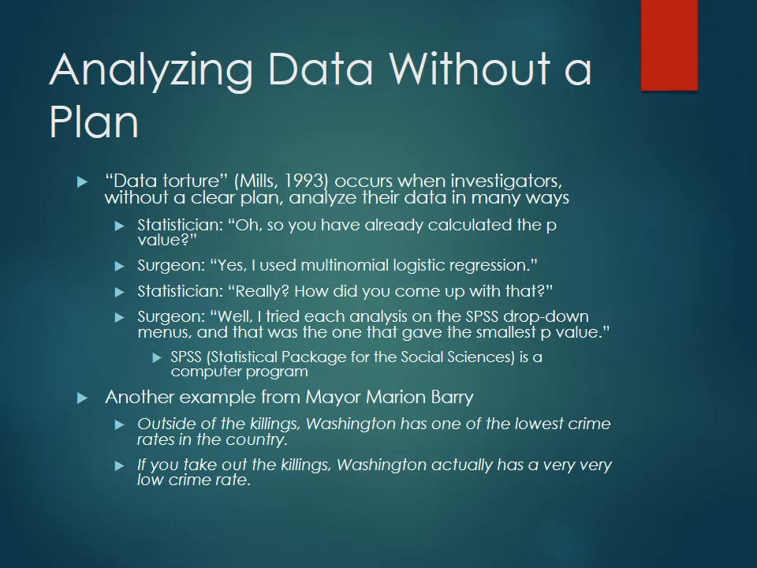Obviously, this is not a very good idea because just by doing all these different comparisons without really having a plan and just finding the one that is most convenient isn't really good science. You really should have a good idea of what type of comparisons, what type of statistical tests you're going to be doing beforehand, instead of just cherry picking the right ones that give you the results that you like. Another good example of this would be former Washington Mayor Marion Barry said, well, you know, outside of killings, Washington has one of the lowest crime rates in the country. Yes, that is true. If you were to take out the killings, that's one of the lowest, but you can't really just cherry pick and say what type of stats you want to look at and which ones you don't.